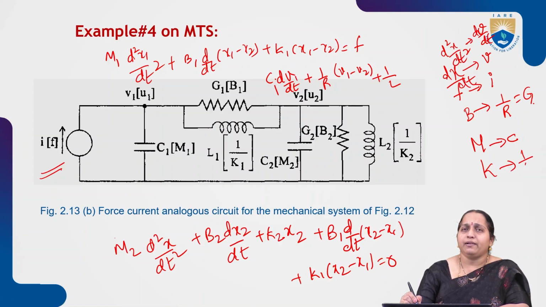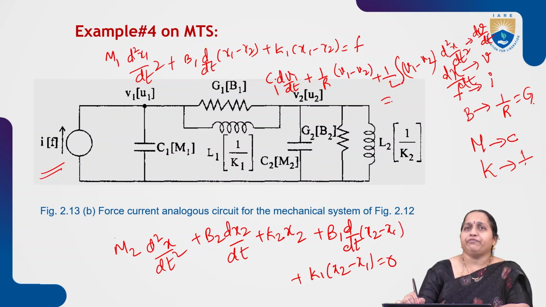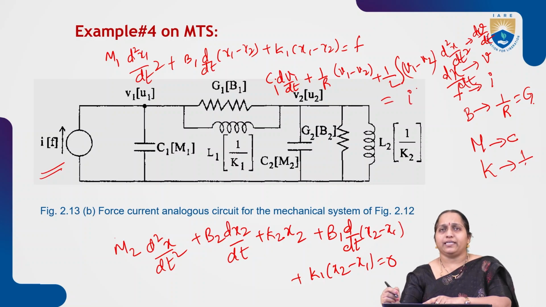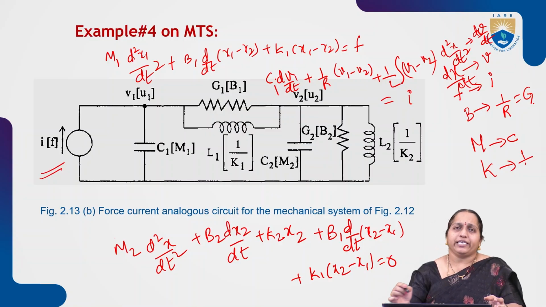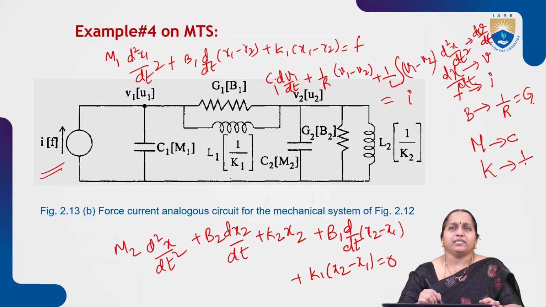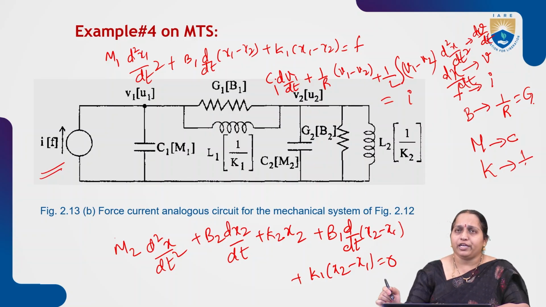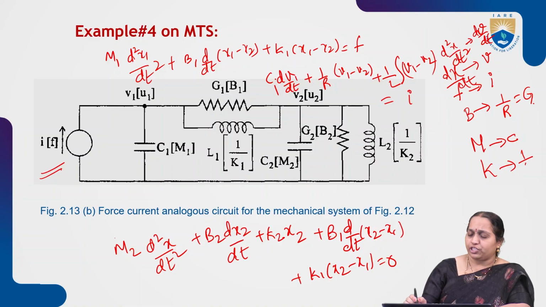So 1 by L integral of V1 minus 1 by L into integral of V1 minus V2 equal to F. F is nothing but here current. Okay. So applied current I is equal to C dV1 by dt plus 1 by R into V1 minus V2 plus 1 by L into integral of V1 minus V2.